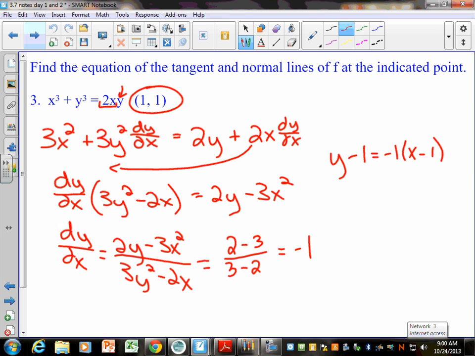And how do we write normal lines again? So what would the opposite reciprocal of negative 1 be? Positive 1. So this is tangent. This is normal. It would be y minus 1 equals 1 times x minus 1. And again, you don't have to simplify it.